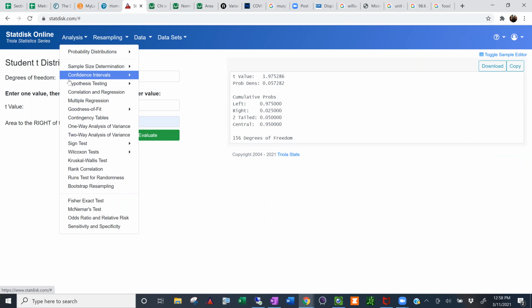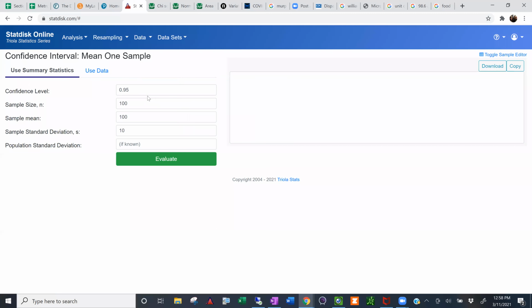So click the analysis menu, then the confidence intervals submenu, and you've got 7 choices here. We can eliminate a lot of these choices, right? We're not trying to find a confidence interval for a population proportion. We're not trying to find a confidence interval for a standard deviation. So it has to be one of these: the mean 1 sample, mean 2 samples, mean matched pair. Well, we've only got 1 sample. So I'm liking that one.